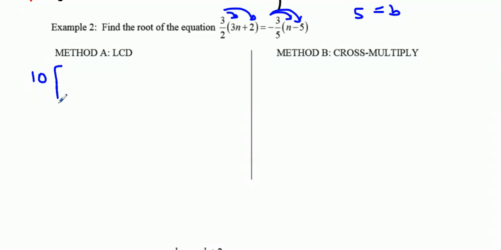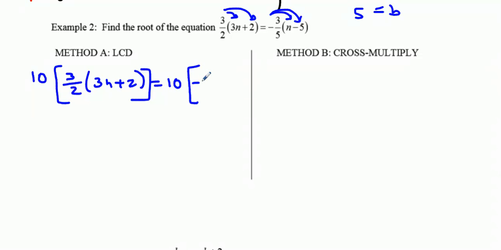I'm going to put it in a big old bracket. So there's my 10 and 3 halves. So I've got lots going on here, right? Because I've got a couple things being multiplied. And then I'm going to do the same on this side. So 10 times negative 3 fifths times n minus 5. Close that bracket and close the square bracket. Okay, so now I've got this thing. I've got 10 times this. So this is one thing times another times this other binomial. I've got 3 things being multiplied here.